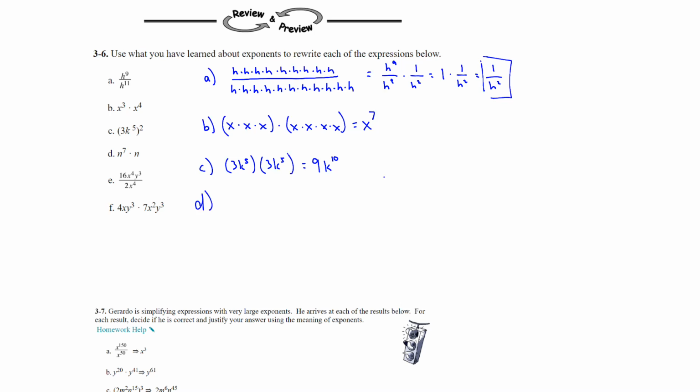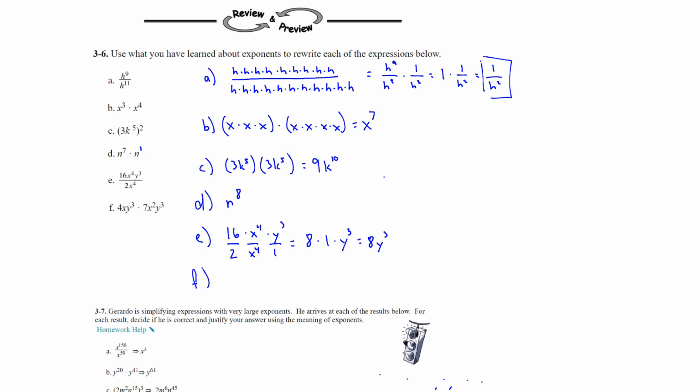Moving on to D, we have n to the 7th times n to the 1st. So that would be n to the 8th. Let's see, on E, we have 16 times x to the 4th times y cubed. And we have divided by 2, divided by x to the 4th, and then divided by 1, since there's no other y values. So 16 divided by 2 is 8. x to the 4th divided by x to the 4th is 1. So we have 8 times 1 times y cubed, which would be 8y to the 3rd power.